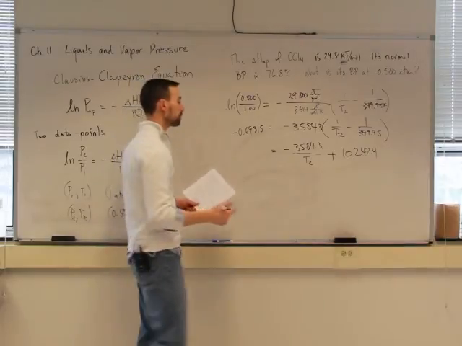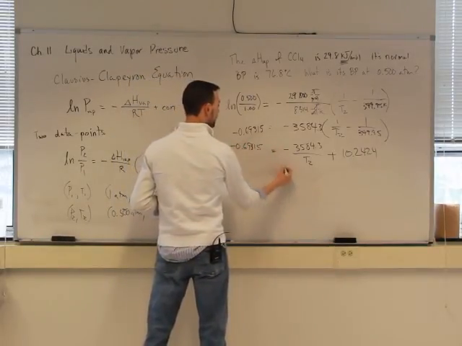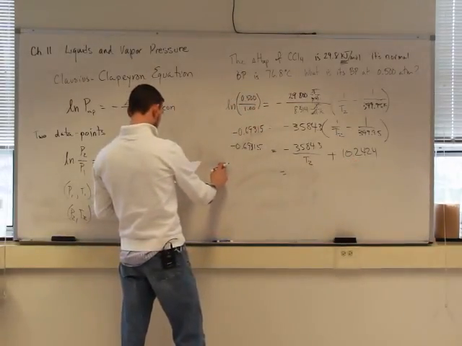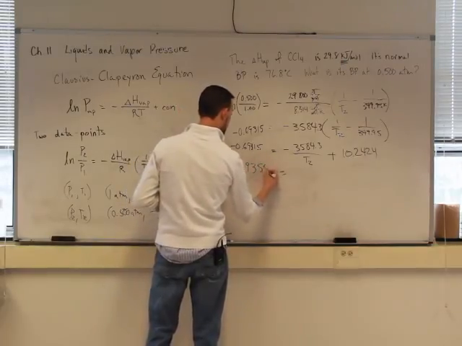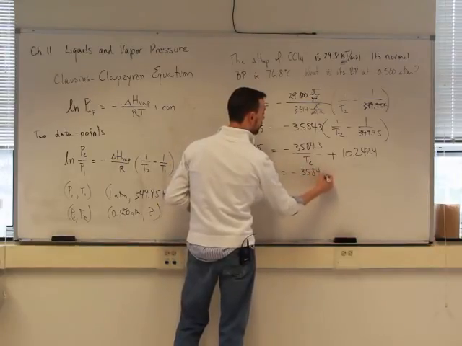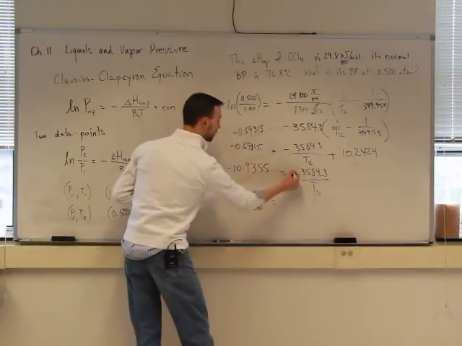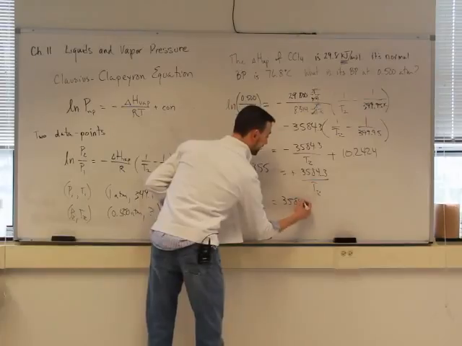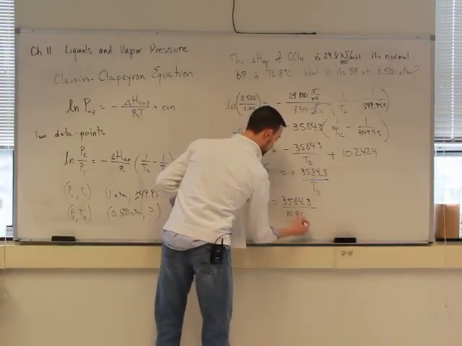All right? This still equals the negative 0.69315. You're going to add or subtract this to the other side. So you have negative 10.9355 on the left side equals your negative 3584.3 over T2. So T2 is going to equal, your two negatives become positive, 3584.3 divided by the 10.9355.